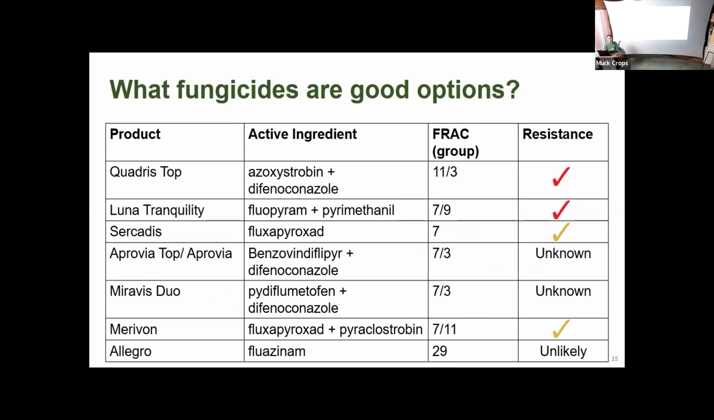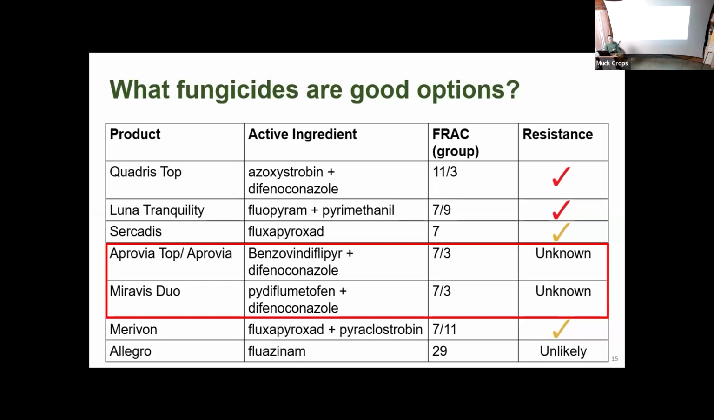So you're probably wondering which fungicides are actually good options to apply for Stemphylium, considering that I just talked about how a lot of them do have resistance or didn't have high efficacy in our trials. So as I mentioned, our IPM program doesn't recommend Quadristop or Lunar Tranquility due to the high levels of resistance we're seeing. So for Circadus and Miravon, we are seeing moderate levels of resistance most years. So we would recommend reducing applications of that and trying to just limit the number of applications you put on to further reduce the risk of more resistance developing.